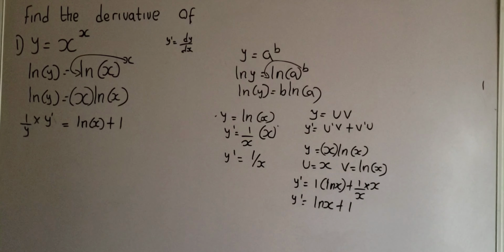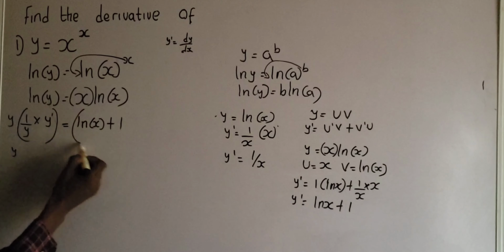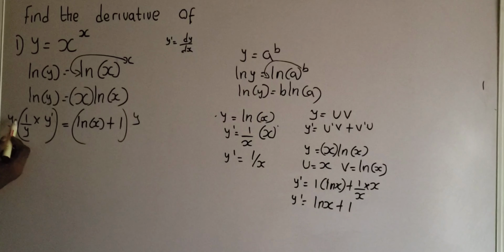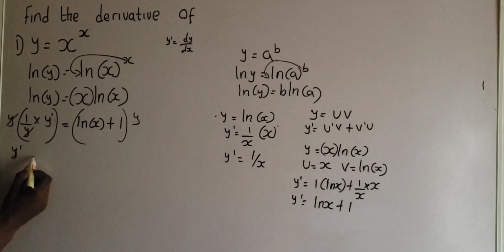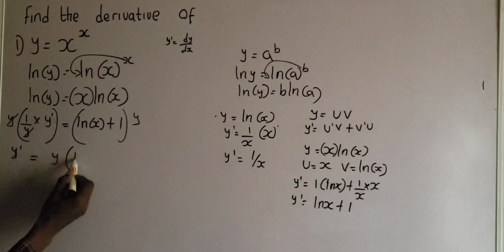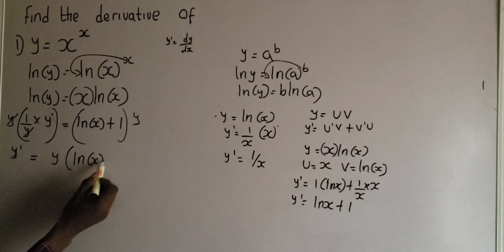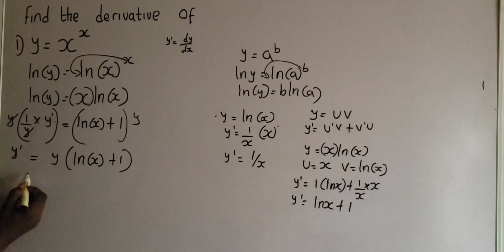Okay. The next step is to multiply both sides by y. So I'm going to have y multiplied by this, multiplied by y. So this y will cancel this y. So I'm going to be left with the derivative of y is equals to y multiplied by natural log of x plus 1. You understand? And don't forget that y is equals to x raised to the power of x.